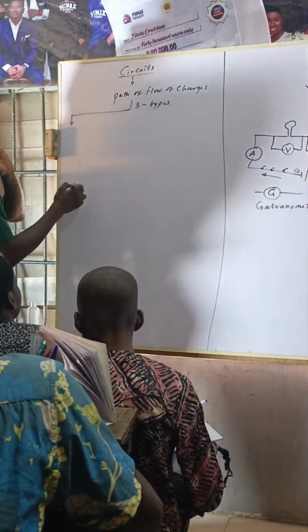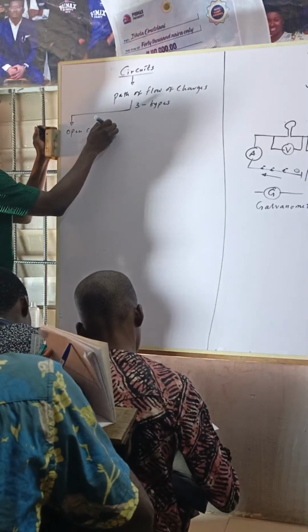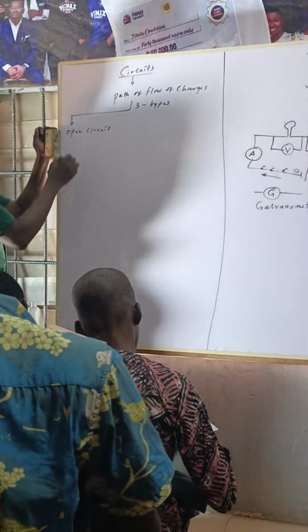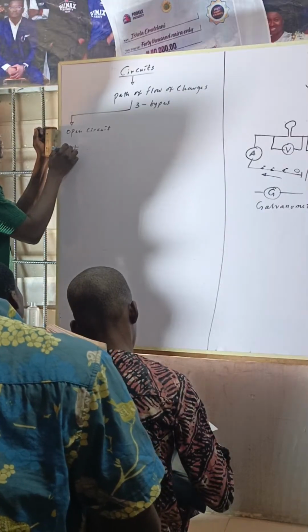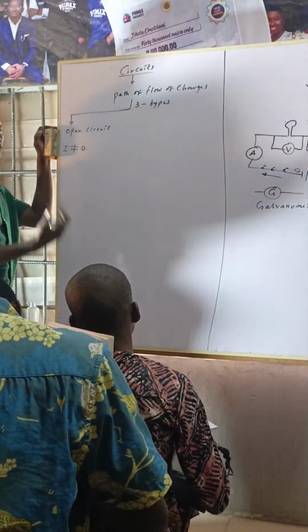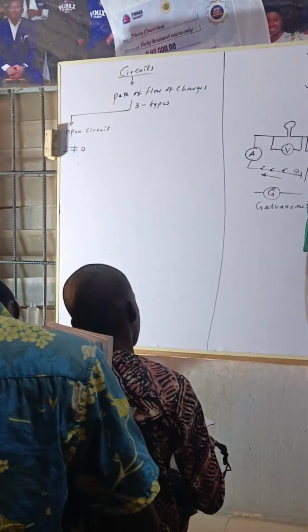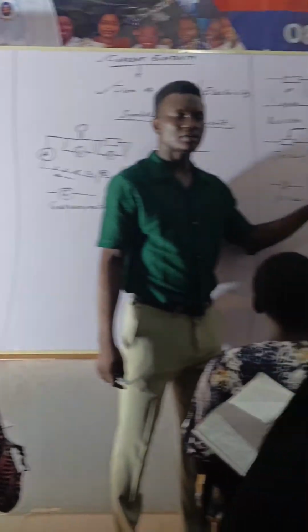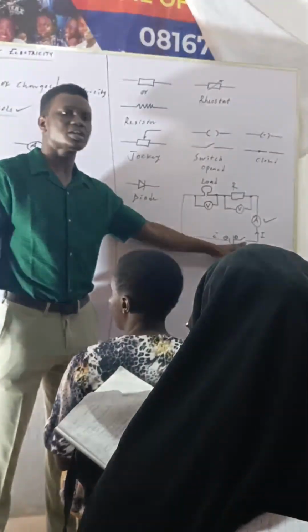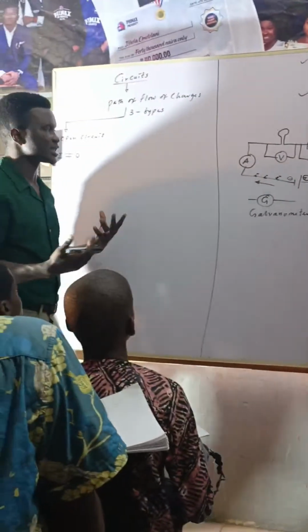We have what we call an open circuit. When you hear the word open circuit, current does not flow. So in an open circuit, you are not allowing current to flow. In this scenario, can this bulb come on? The bulb cannot come on because the key is left open. That's what we call an open circuit.